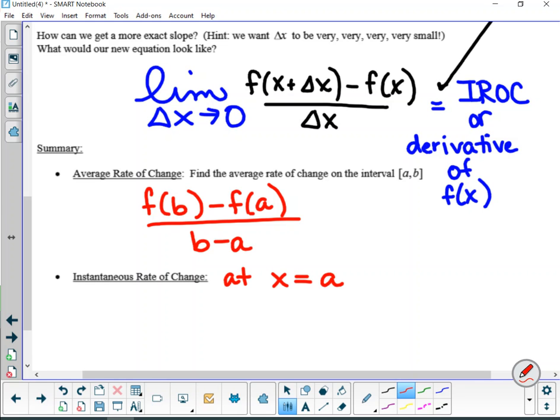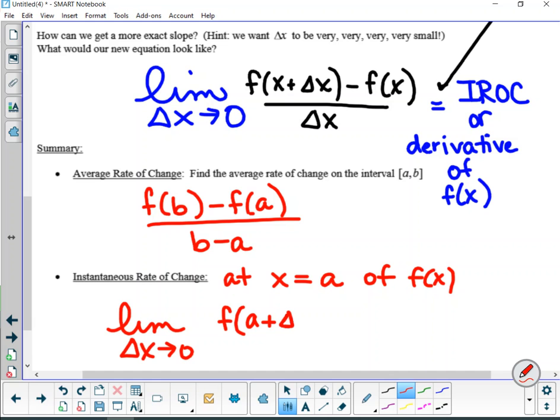Instantaneous rate of change, specifically at x equals a, for f of x, means we're going to do the limit as delta x approaches 0 of f of a plus delta x minus f of a, all over delta x.